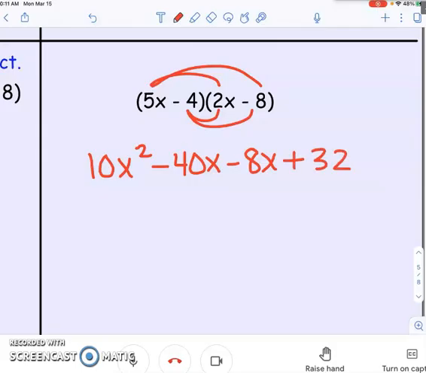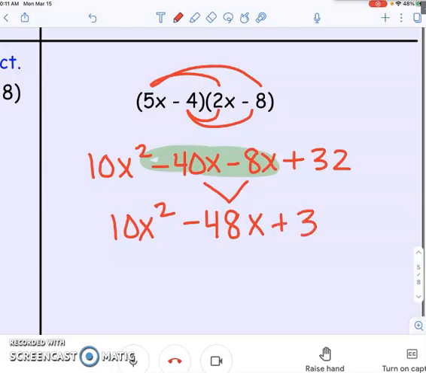So you don't have to write out all of the steps. If you can multiply like that, just draw your little arcs to distribute and multiply, you're fine. Now combining these two like terms, because they're both negatives, -40 minus 8, or -40 plus -8, is -48. So this is my final answer.